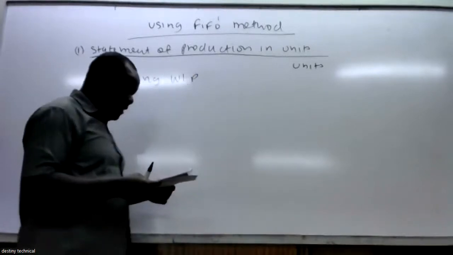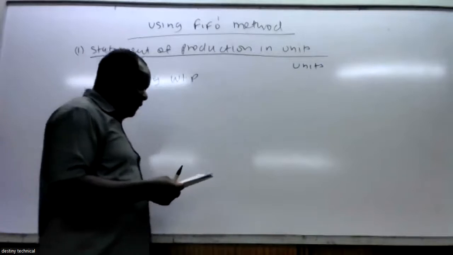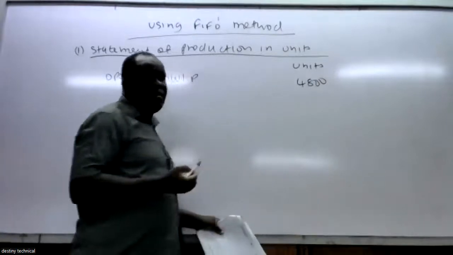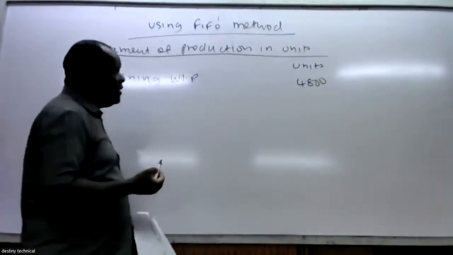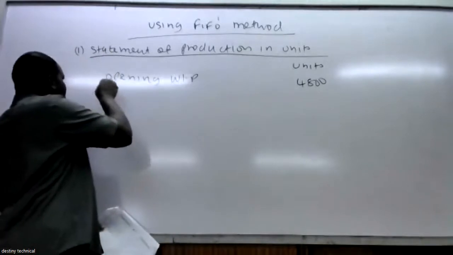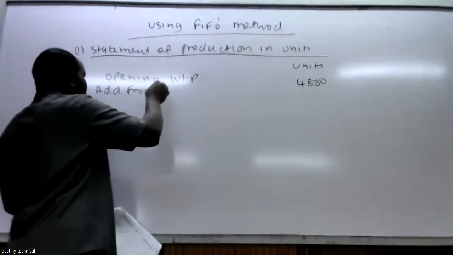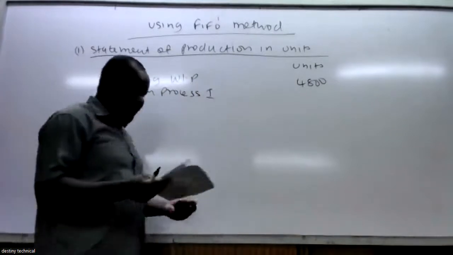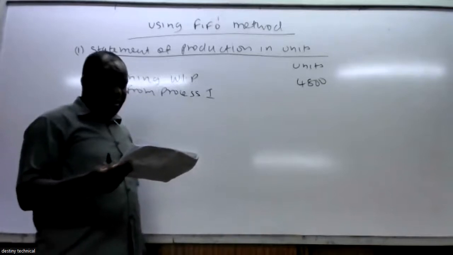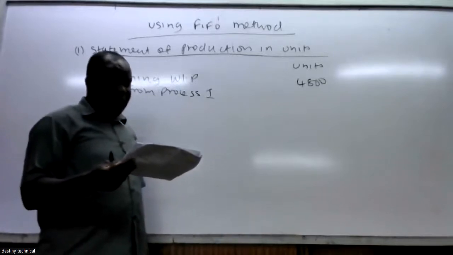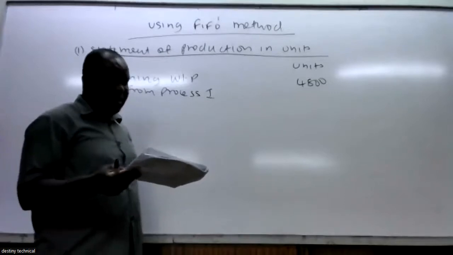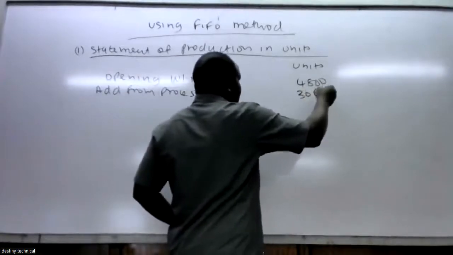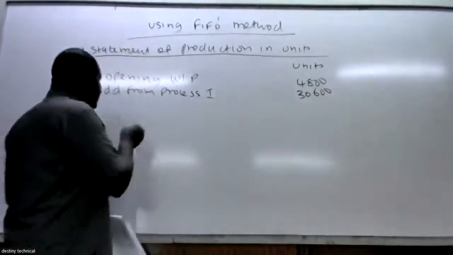So opening work in progress was given to you in the first paragraph. It was 4,800 units. Then you are supposed to add from process 1. What was transferred in from process 1? You are to check it in note number 1. Transfer from process 1 amounted to 30,600 units.